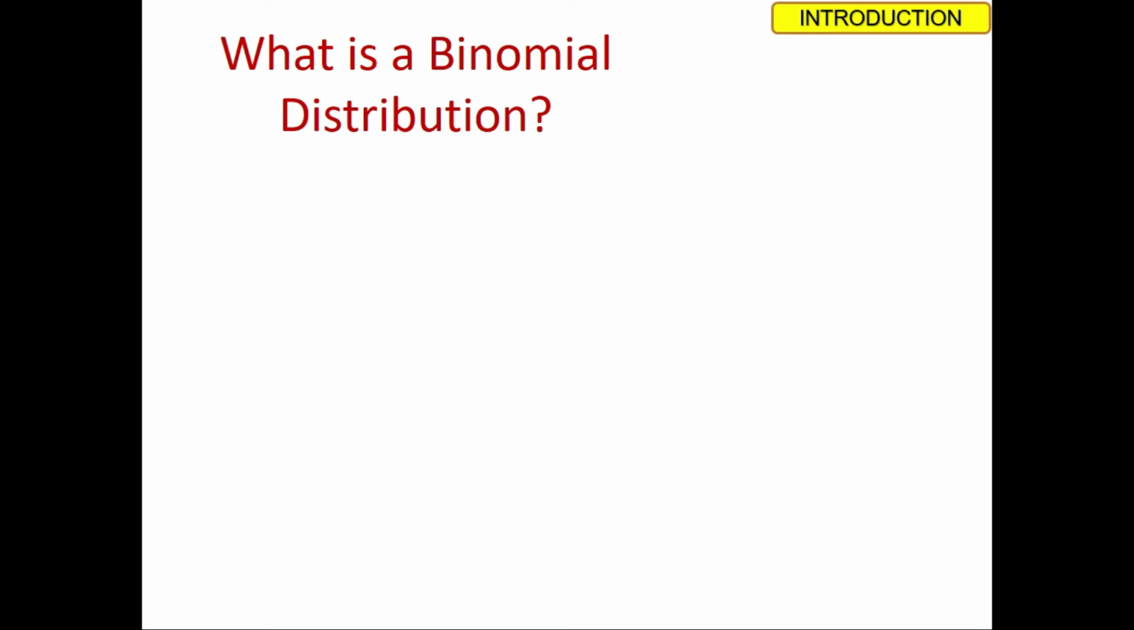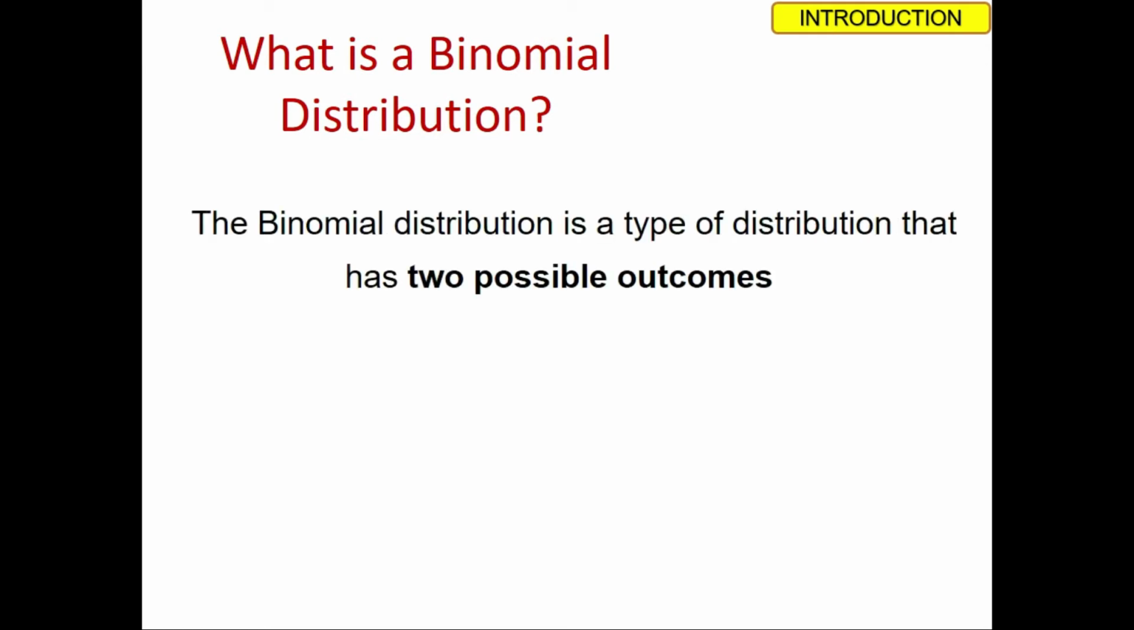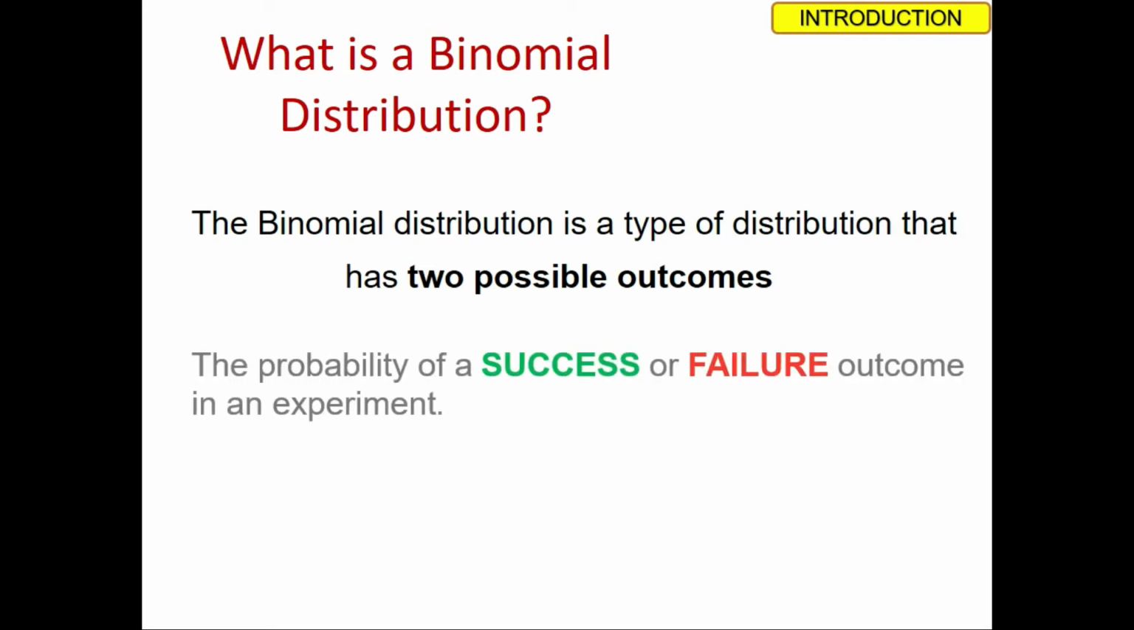Now, what is a binomial distribution? The binomial distribution is a type of distribution that has two possible outcomes. We call it the probability of a success or failure of the outcome of an experiment. For example, if you consider tossing a coin, you can have head or tail. So that is the two possible outcomes, and that is a simple example that you can have for a binomial distribution.